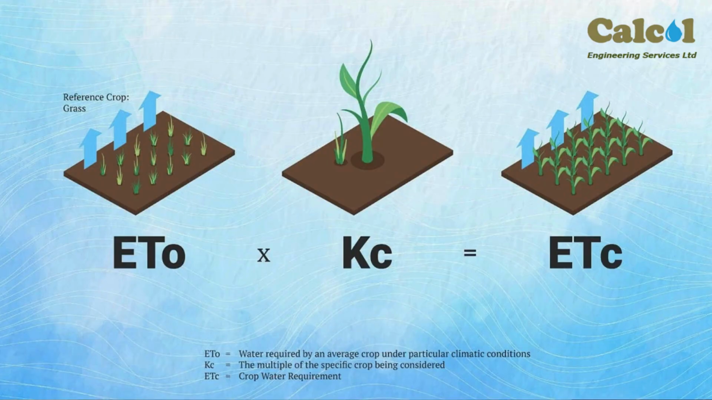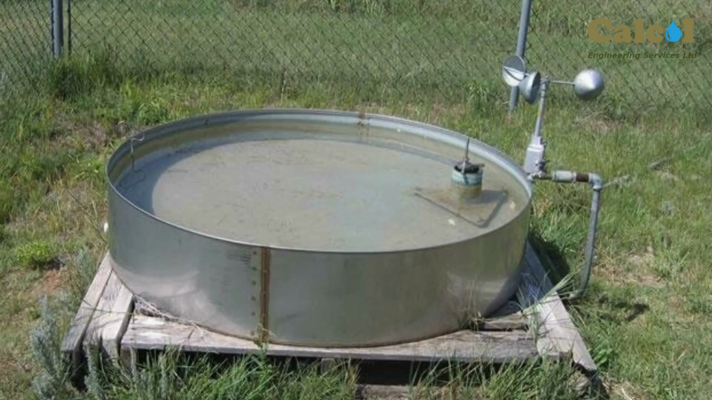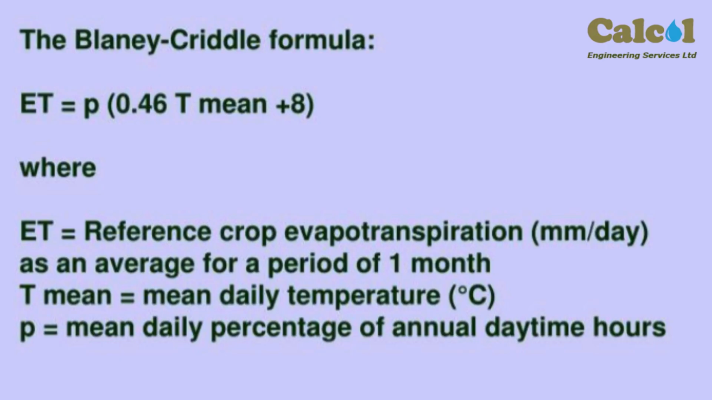I told you the crop water requirement is given by ETc. ETc is equal to ETo times Kc. So ETo, as we've seen, you determine based on two methods. One is the evaporation pan, and two is the formula where we have used the Blaney-Criddle method.